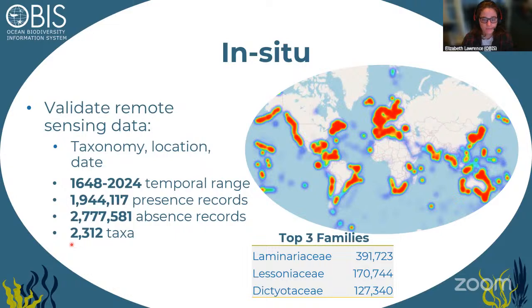And this map is represented by 2,300 different taxa. So these are whether the organisms are identified down to the species level or genus, family, and so on. And then just for fun, I've included this table here showing the top 3 macroalgae families represented in OBIS.